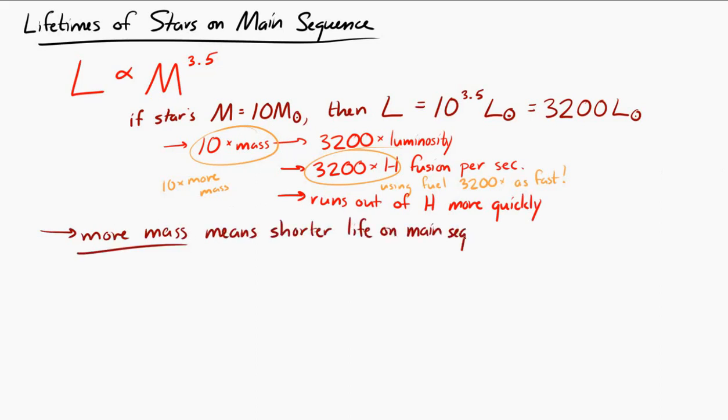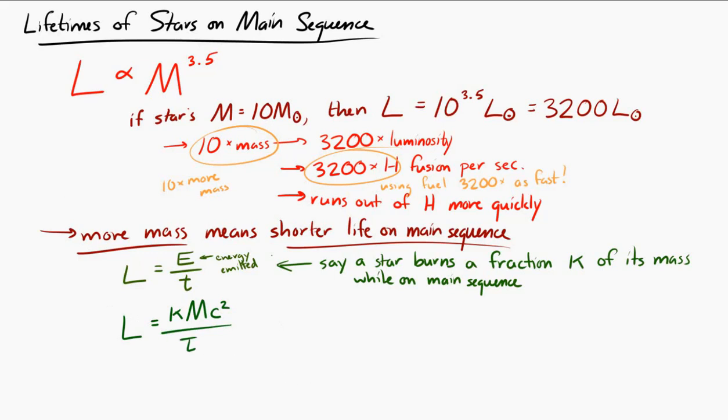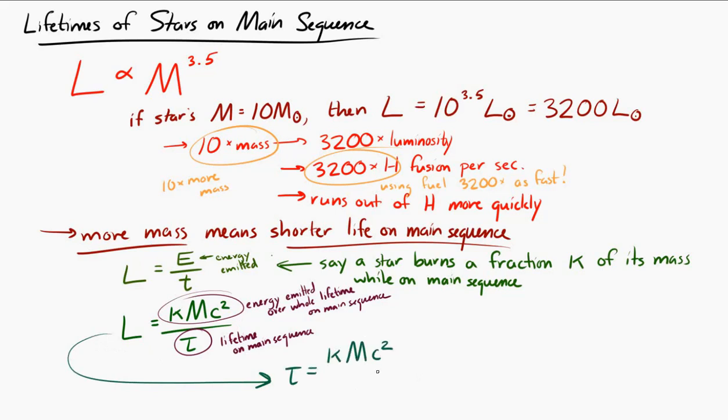So luminosity is equal to energy per time, or energy emitted per time. So let's say a star burns some fraction of its mass while it's on the main sequence, and we'll call that fraction this letter kappa. Then we can write luminosity is equal to kappa mc squared over the lifetime of the star. And the mc squared comes from E equals mc squared, because the portion of the star that gets fused, that's what's turned into the energy. So if we use that, okay, we can rearrange this and get that the lifetime of the star is equal to kappa mc squared over the luminosity.